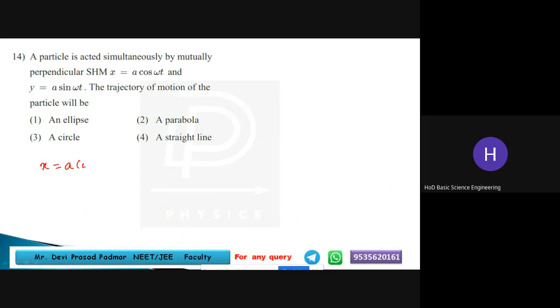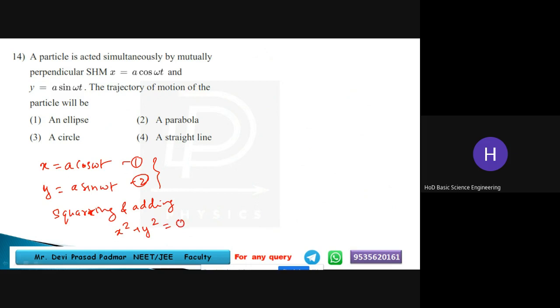X equal to A cos omega t and Y equal to A sin omega t. Just square and add these two equations. So what do you get? X square plus Y square is equal to A square. Correct, no? You know, this is nothing but the equation of a circle.